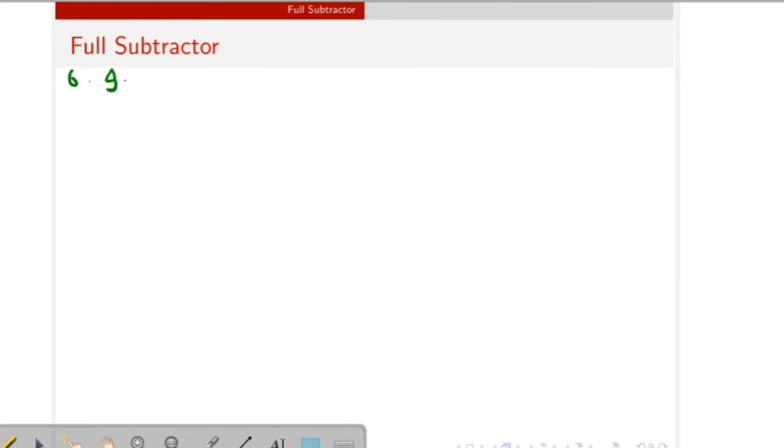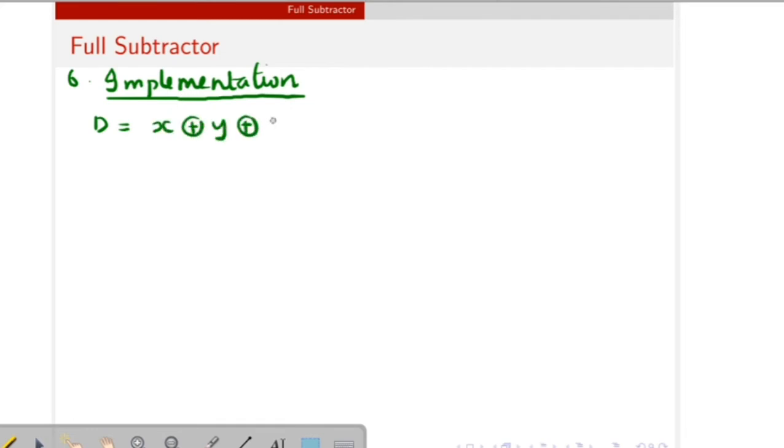Then sixth step is implementation. We can implement this full subtractor using basic gates and XOR gate and also universal gates. We saw that the difference equation is equal to x XOR y XOR z, and borrow is equal to z into (x XOR y) whole bar plus x bar y. First we can implement the circuit using basic gates and XOR gate.